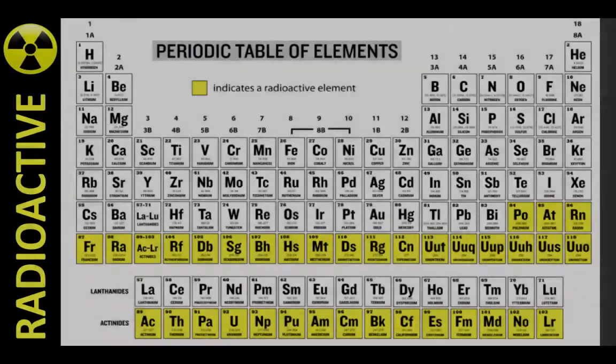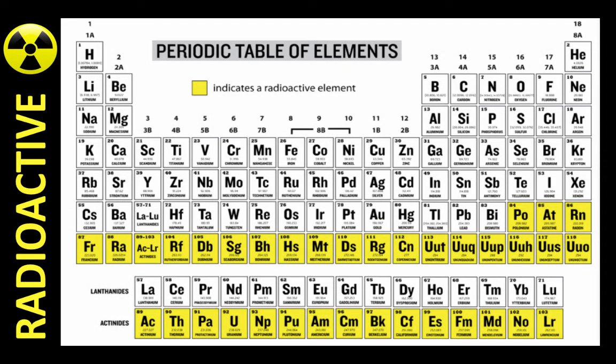Uranium is significant because it is one of the radioactive materials, as indicated by this periodic table of elements. All the elements in yellow are considered radioactive.